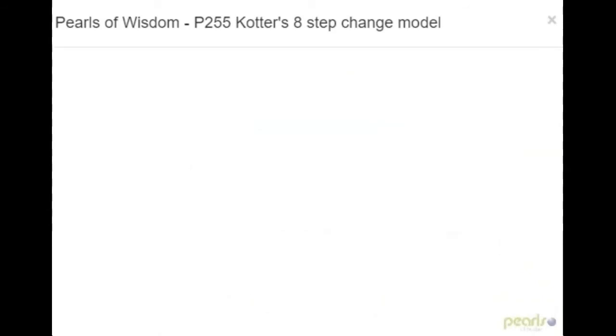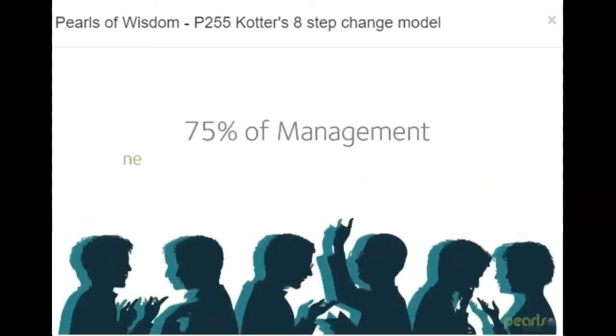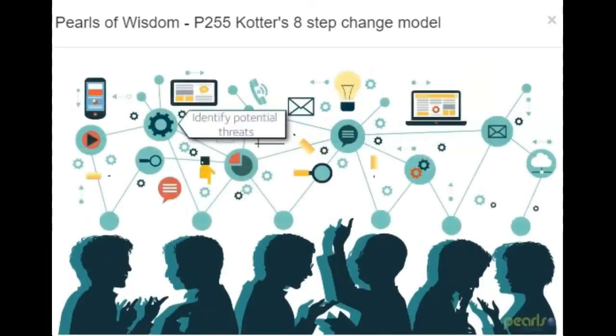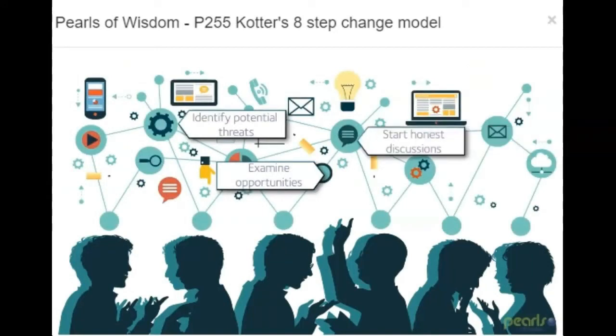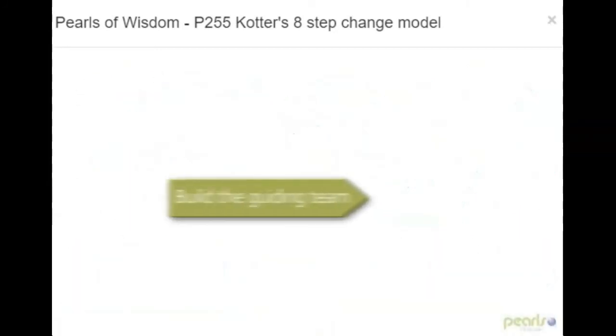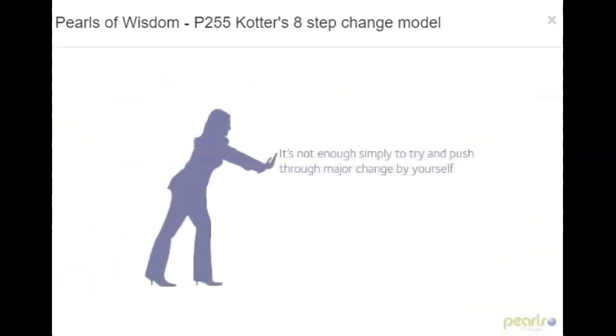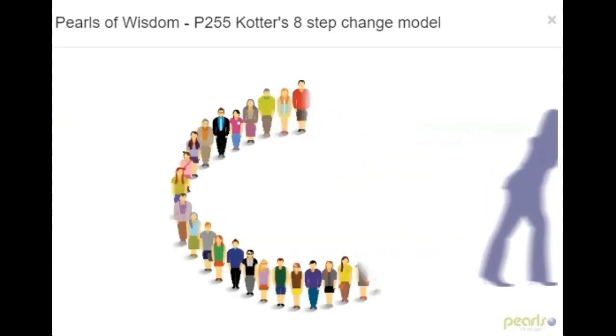To get the top-down change to embed, Kotter suggests that it starts with increasing the urgency. He estimates that 75% of management need to back an initiative for it to be successful. Use as many facts as possible to identify potential threats, examine opportunities, and start honest discussions to get people talking and thinking. The next step is to build the guiding team. It's not enough simply to try and push through a major change by yourself. You need support.